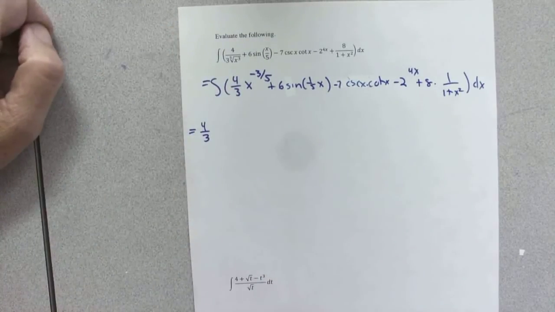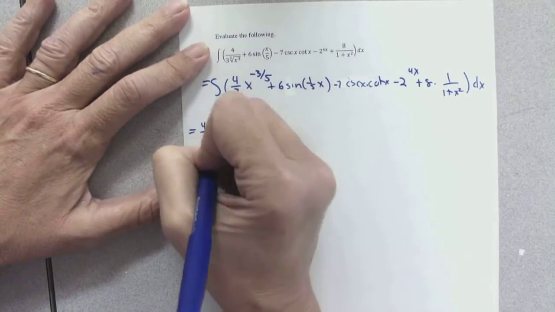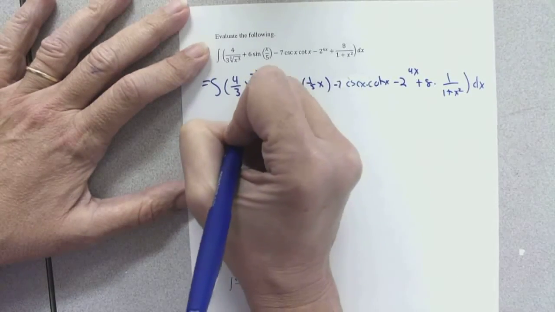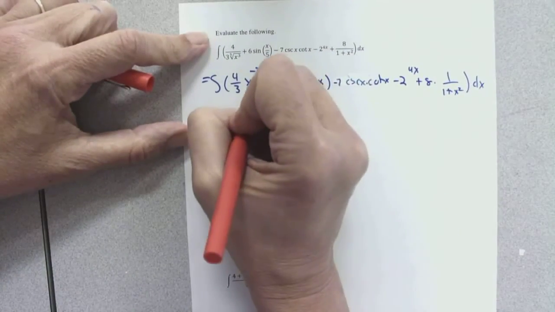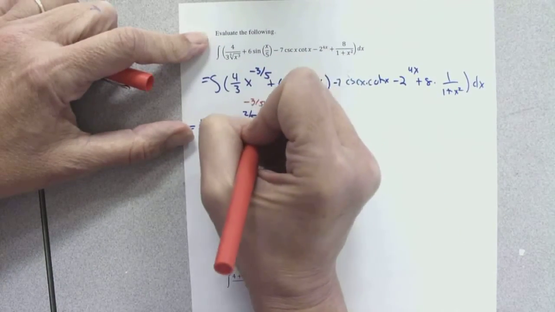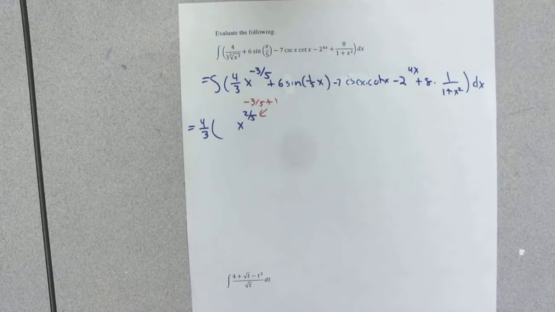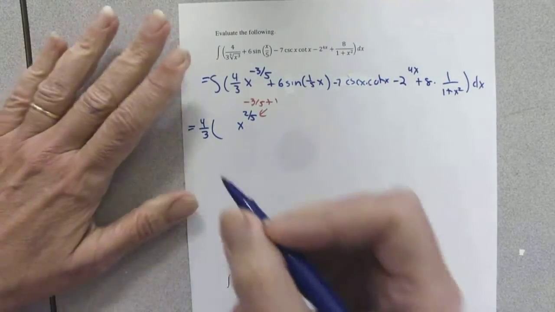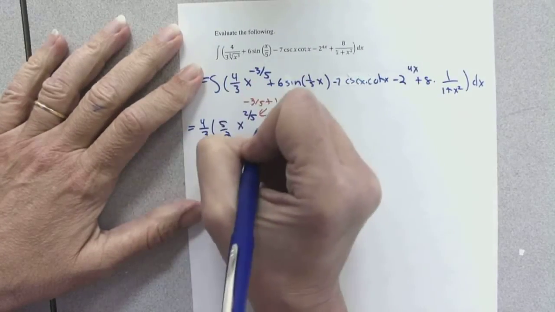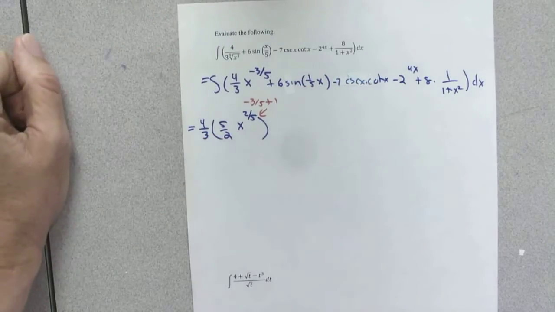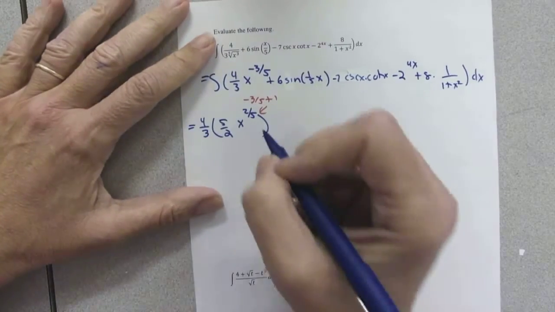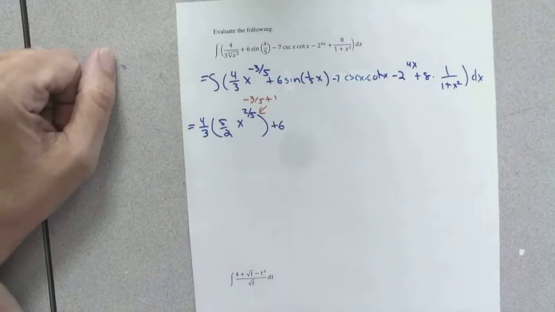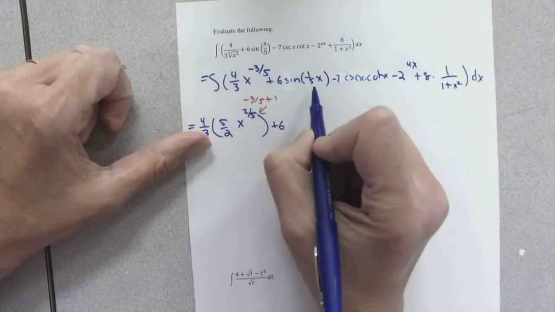The 4/3, just a coefficient, just stays there. Increase the exponent by 1. Negative 3/5 plus 1 gives us that 2/5. Multiply by the reciprocal of the new exponent. Increase the exponent by 1, multiply by the reciprocal of the new exponent. The 6 just stays there.